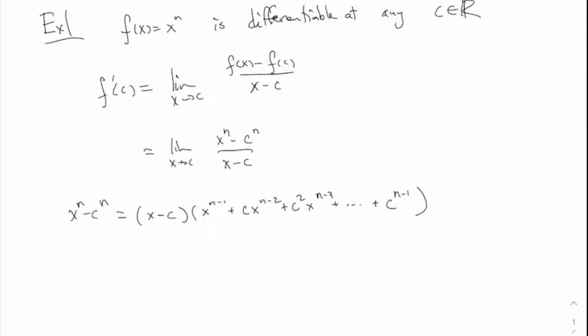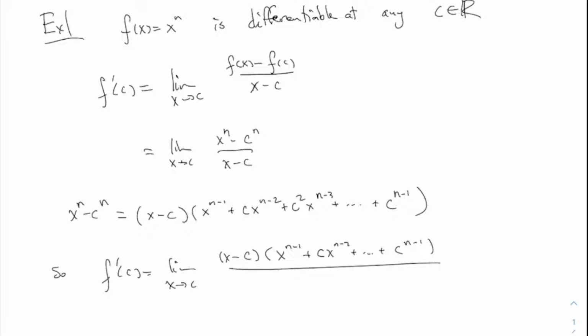I think I left something out of this formula. No, it's fine. Okay? That's what it is. So I'm going to use this to factor x to the n minus c to the n in this numerator, and then we'll be able to cancel x minus c. So f prime of c is the limit as x goes to c. What I had before was x to the n minus c to the n. I will plug in that formula I just wrote for x to the n minus c to the n: x to the n minus 1 plus c x to the n minus 2 plus blah, blah, blah, c to the n minus 1, all over x minus c.